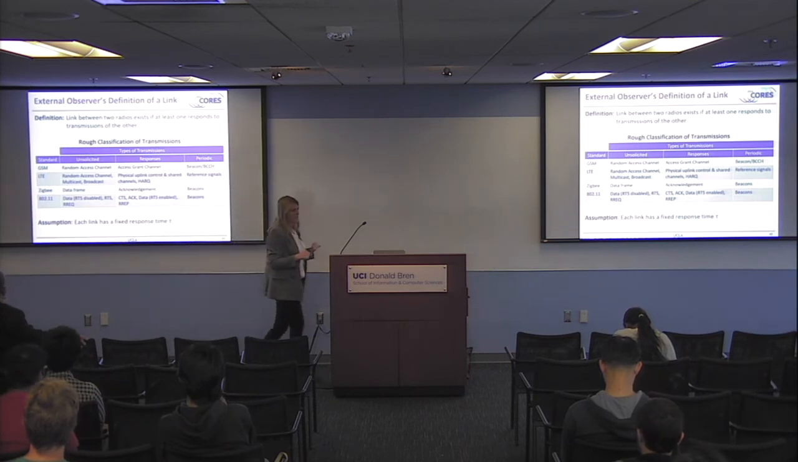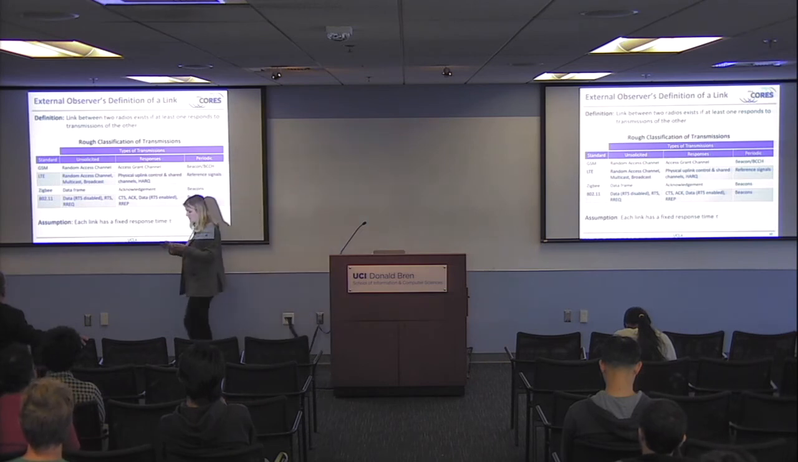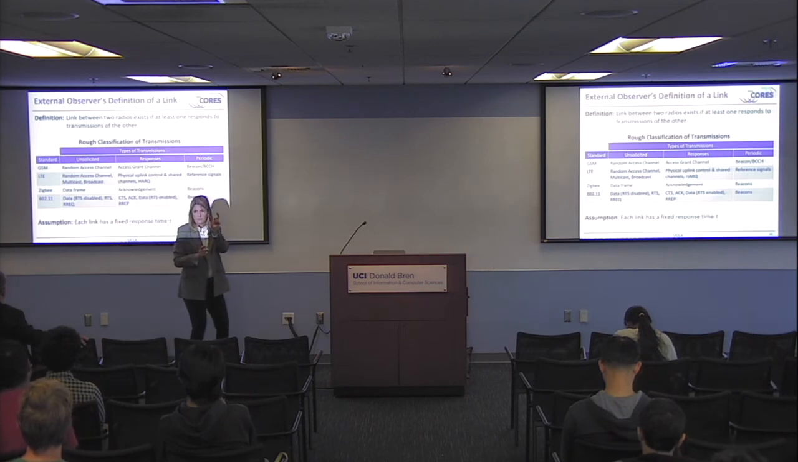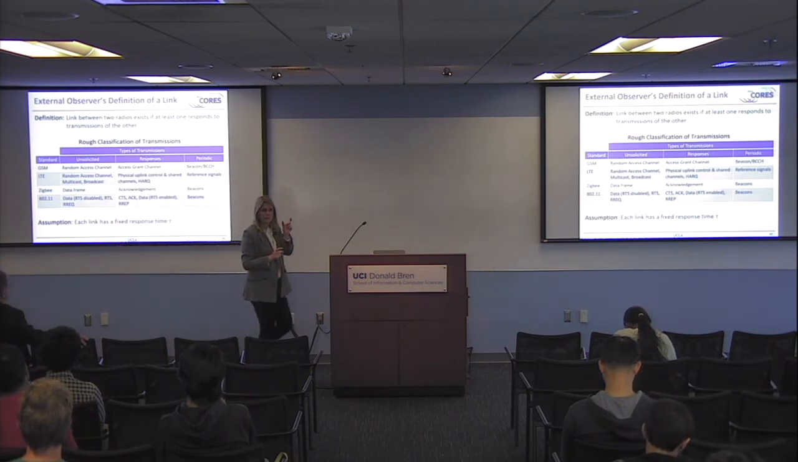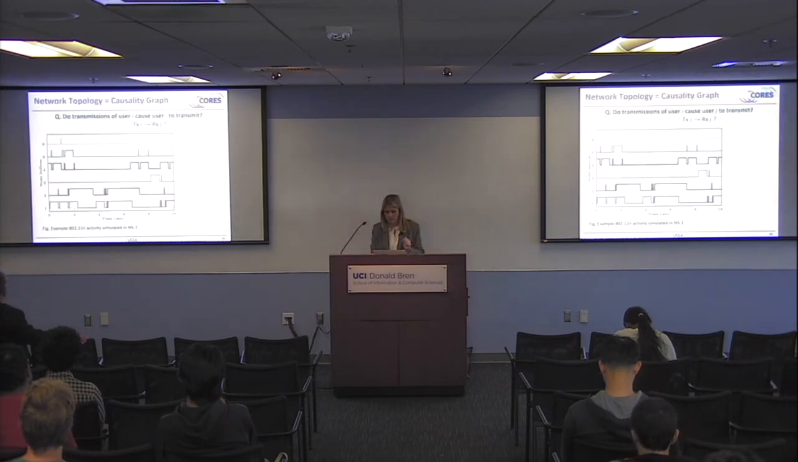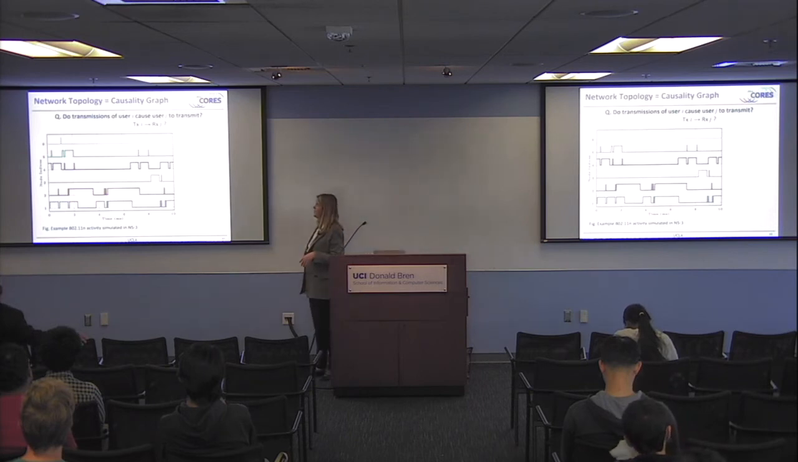And as we will see, a lot of things in the transmission are random. Packet size can be long. The backoff time can be long. However, the responses are within a fixed time. You always get that acknowledgement within a fixed time. And that is the feature that we are going to explore. So basically, the network topology, the way I'm thinking about it, is a causality graph. Now we have to build that causality graph out of this measurement data.